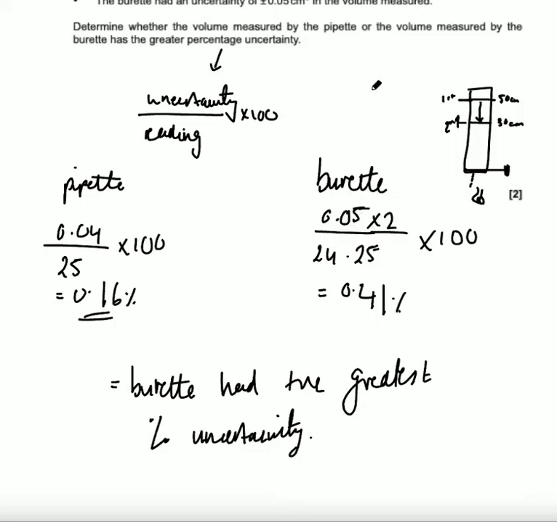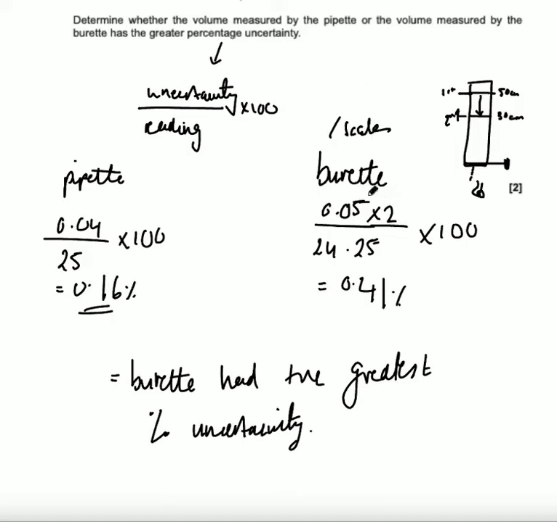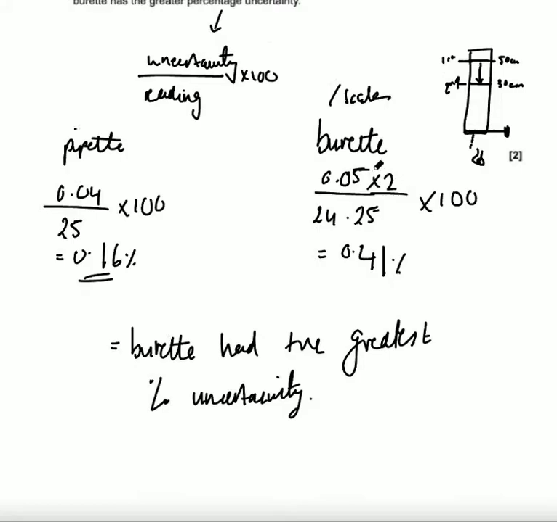Same thing, this also applies to scales as well, because in the scales you will sometimes measure by difference, so you will put the sample in like a beaker, and then you will tip out the sample and then measure the beaker again, and so that's 2 readings. And so for scales and burettes, you times the percentage uncertainty by 2, and so we do 0.05 times by 2, and then we divide by the reading, which is 24.25, and times by 100, that gives us 0.41%, and therefore the burette had the greatest percentage uncertainty.